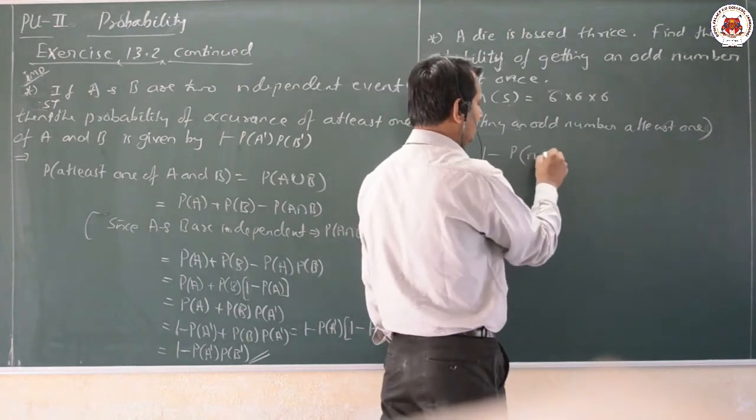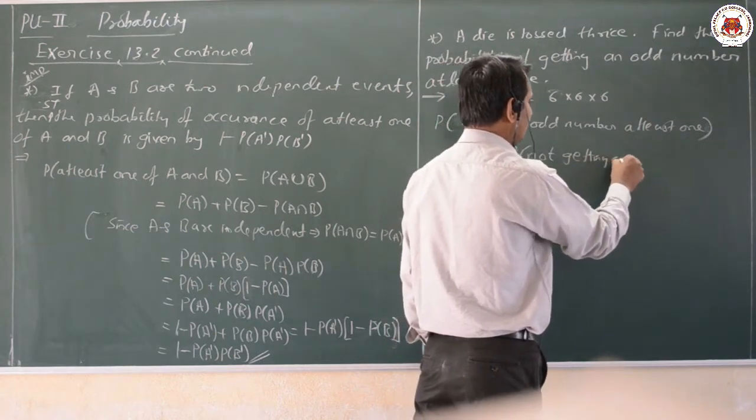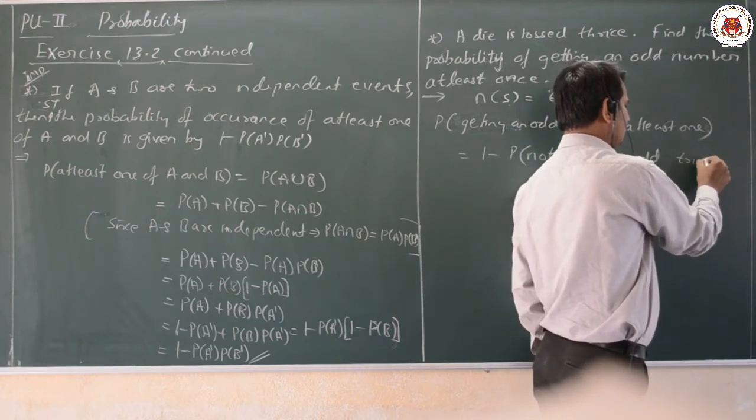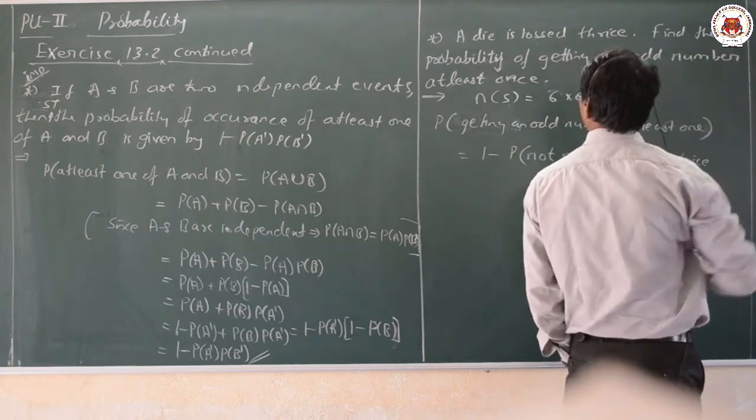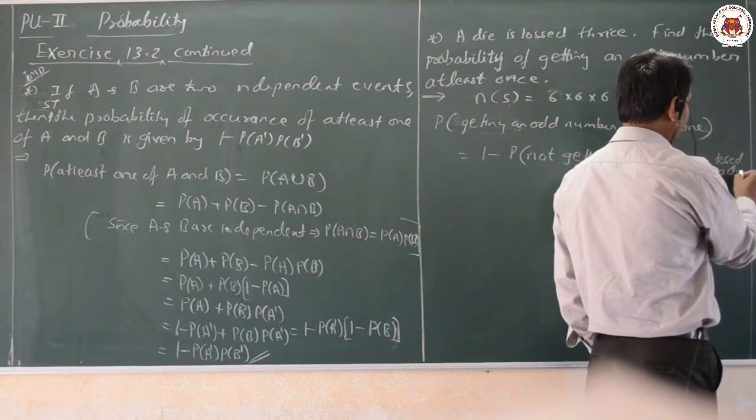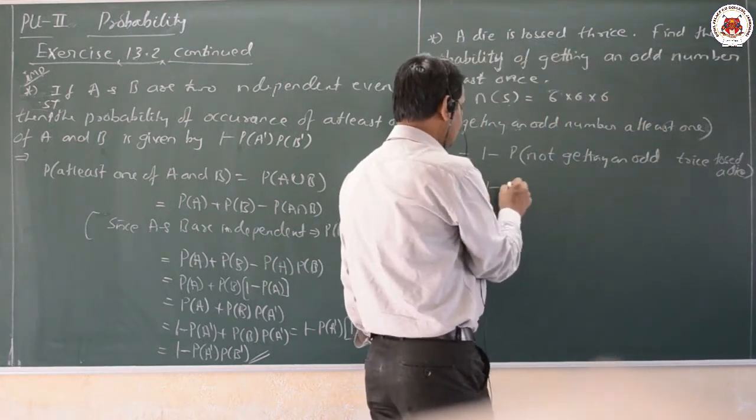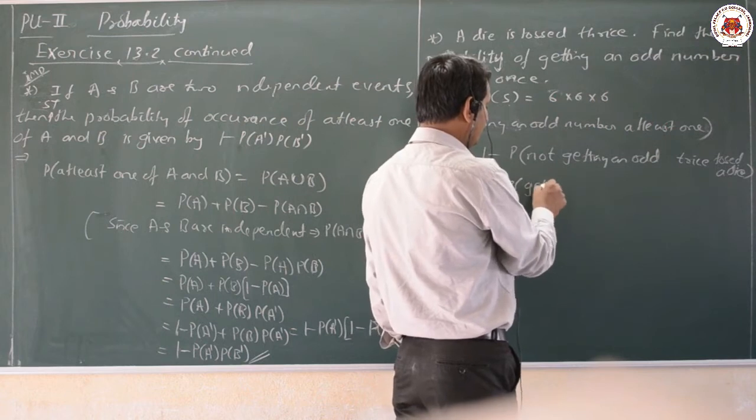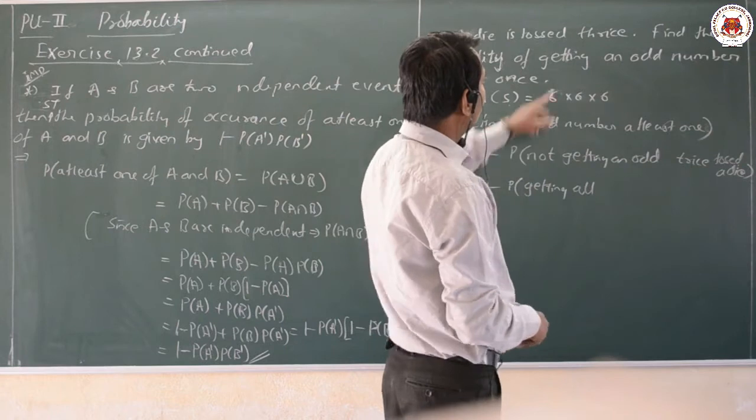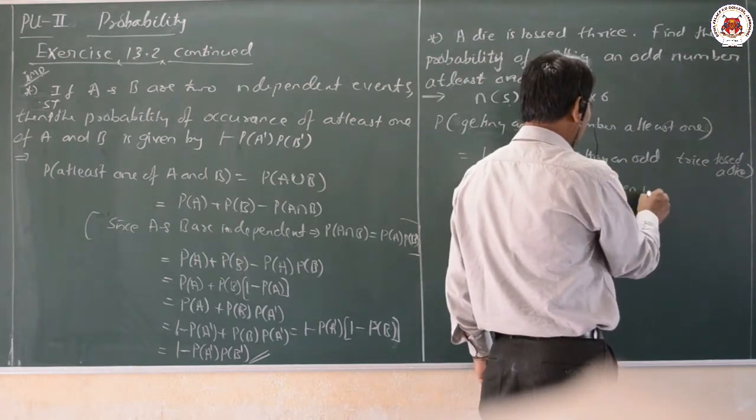Not getting an odd number thrice, that is, in a thrice tossed die. That means all the outcomes should be even, so I can write 1 minus the probability of getting all even numbers. Getting no odd number means getting all even numbers.